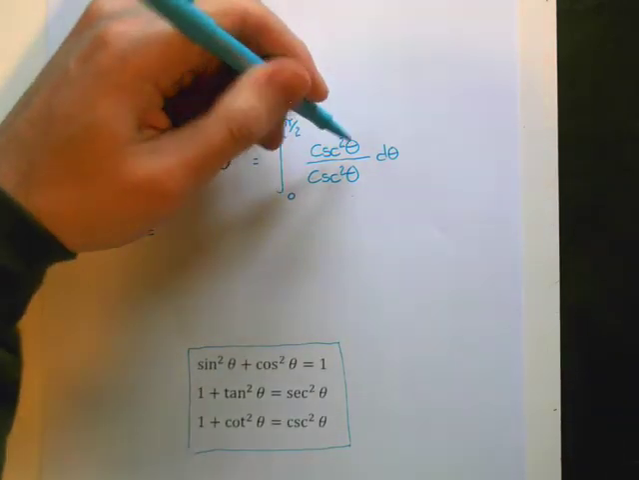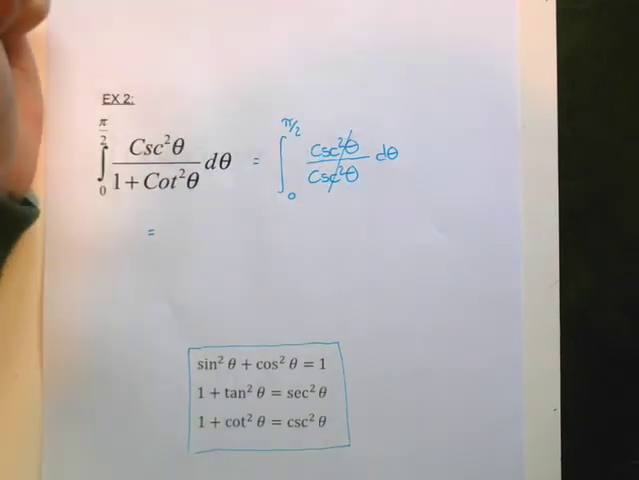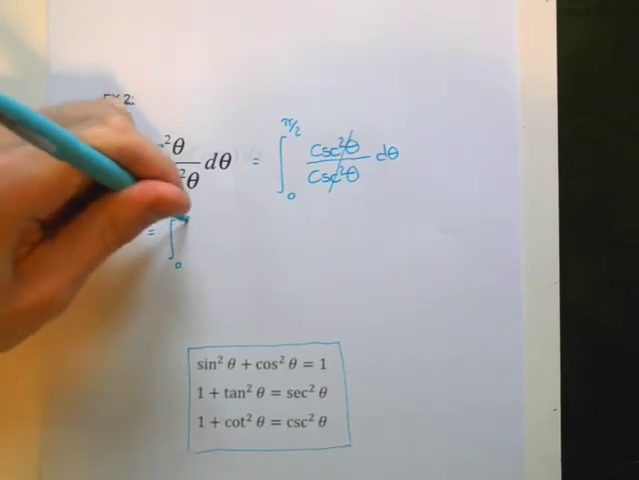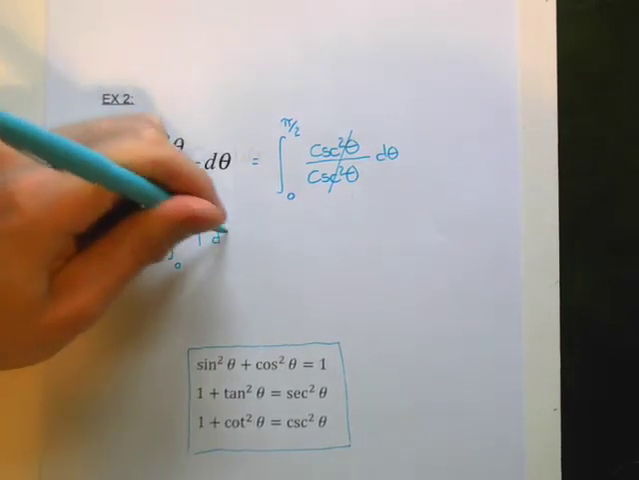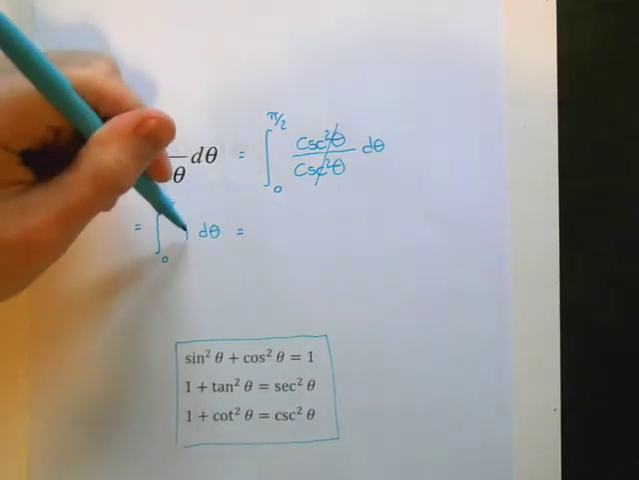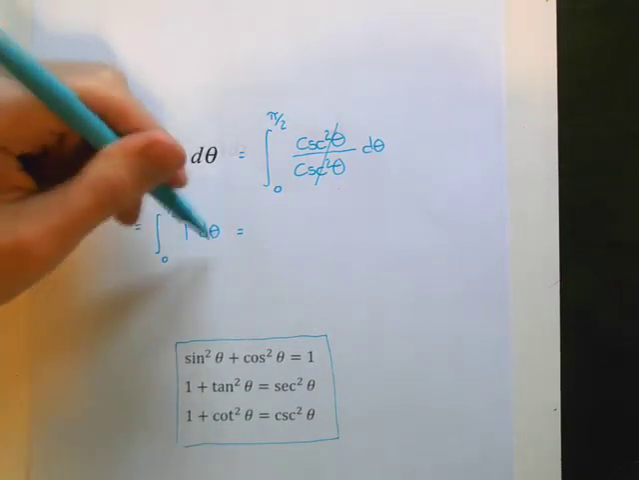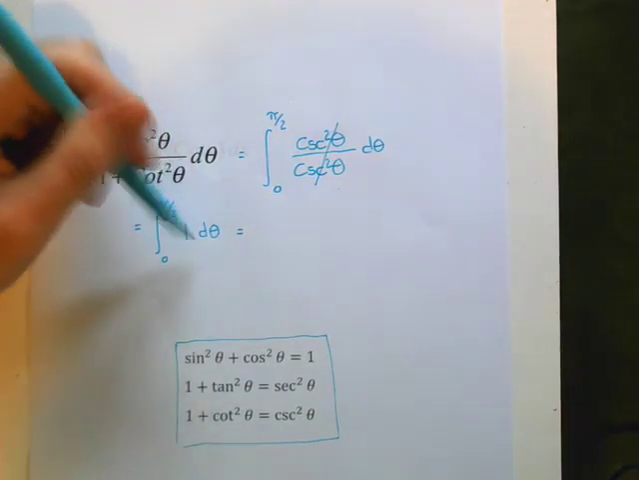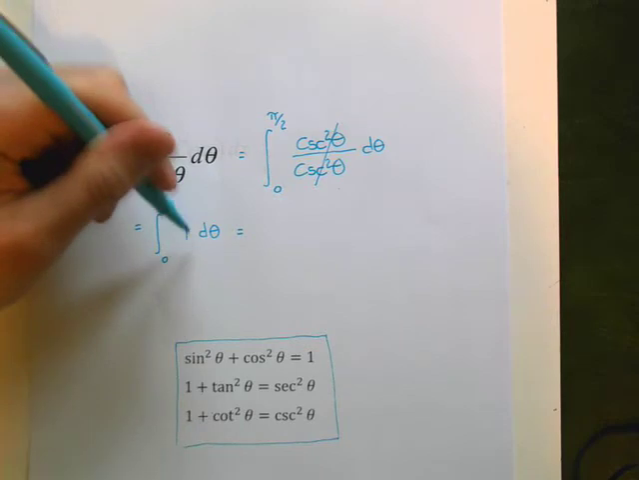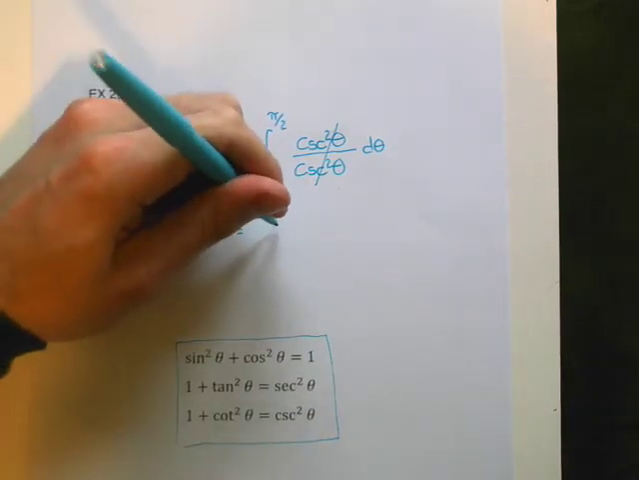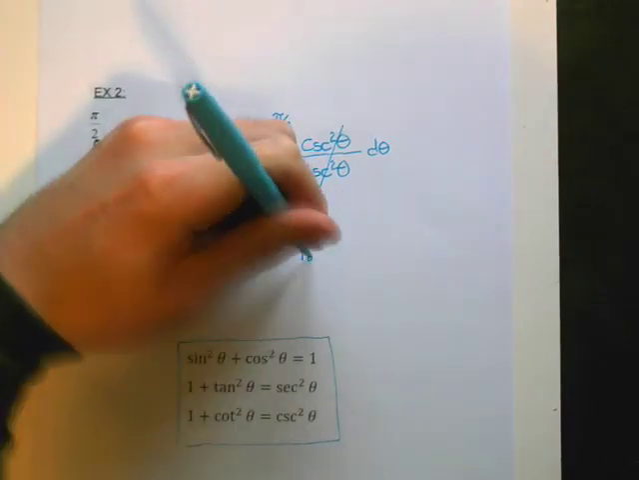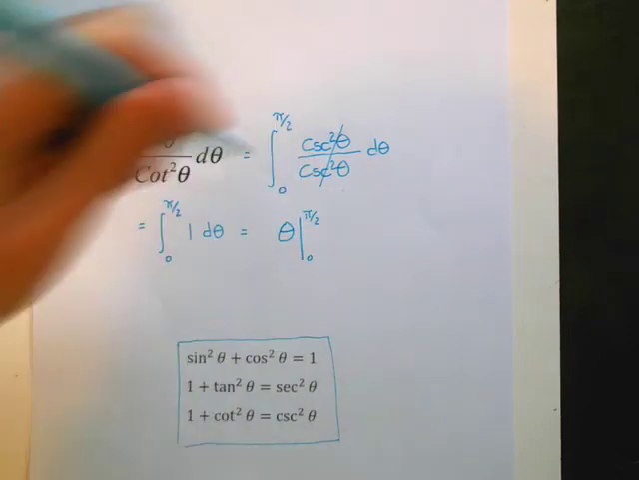So what I do know is that this simplifies to 1. Okay, so I can rewrite this as the integral from 0 to pi over 2 of 1 d theta. Okay, well, we're ready to take the integral now. So the integral of 1 is just theta. If the theta is throwing you off, just think of it as x. The integral of 1 would be 1x. So the integral of 1 in terms of theta would be 1 theta. So this is just theta. And our boundaries are 0 to pi over 2.